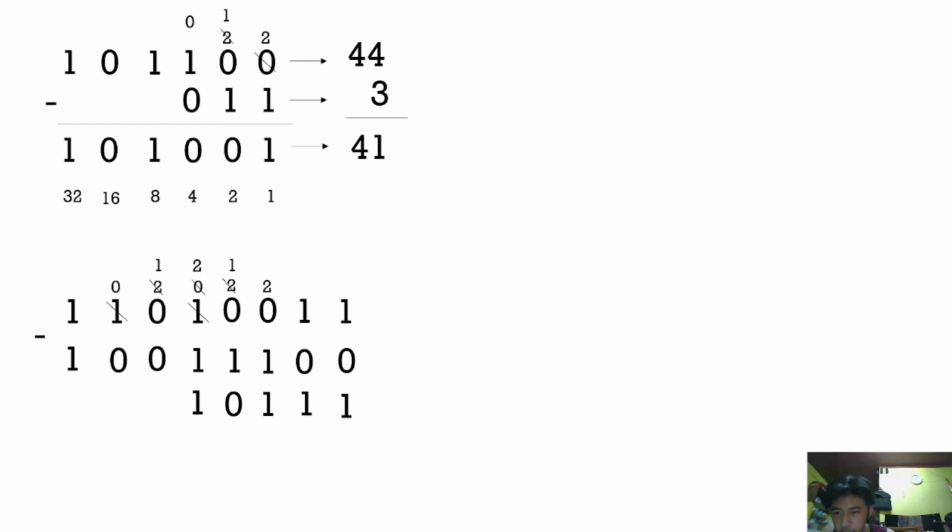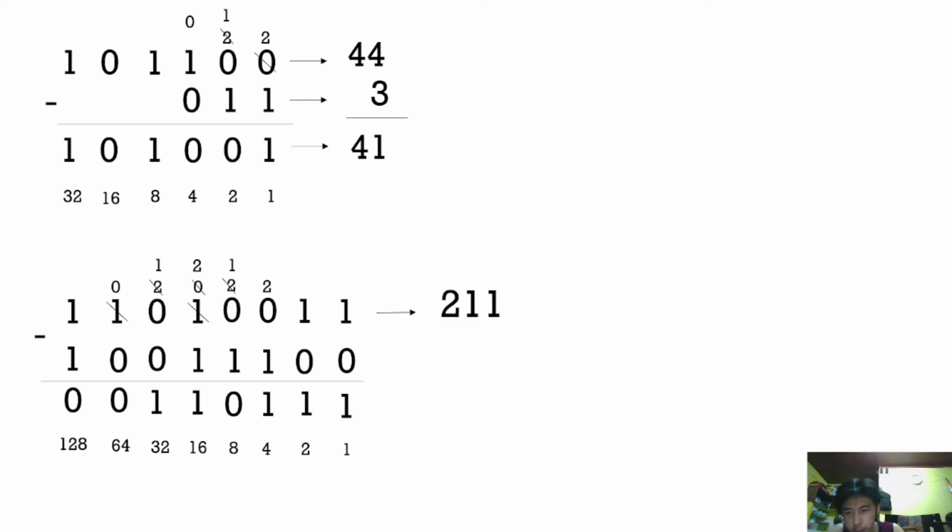2 minus 1 equals 1. 1 minus 0 equals 1. 0 minus 0 equals 0. And 1 minus 1 equals 0. So to check it, we convert it to decimal. The first given is 211 and the next one is 156. So the answer is 55.